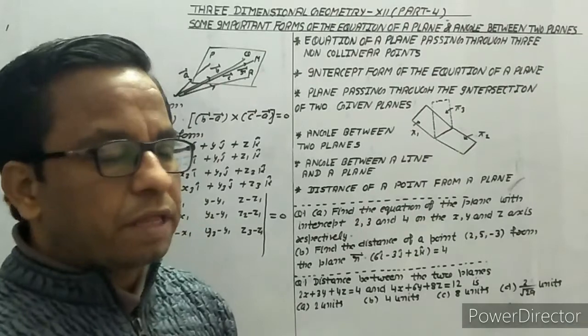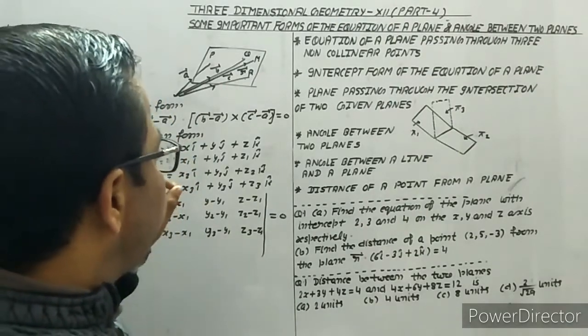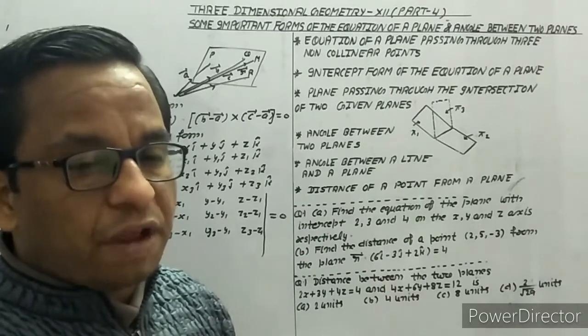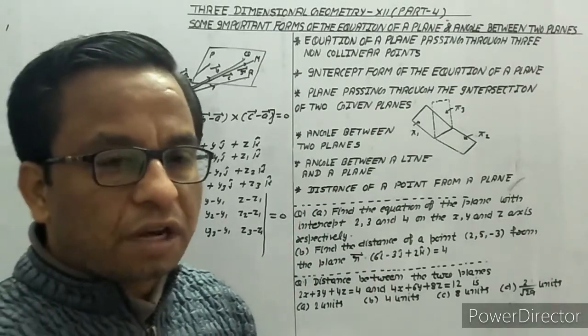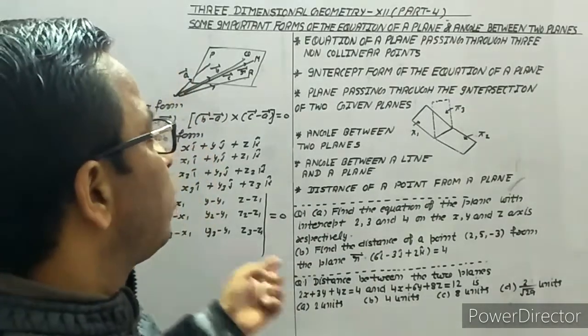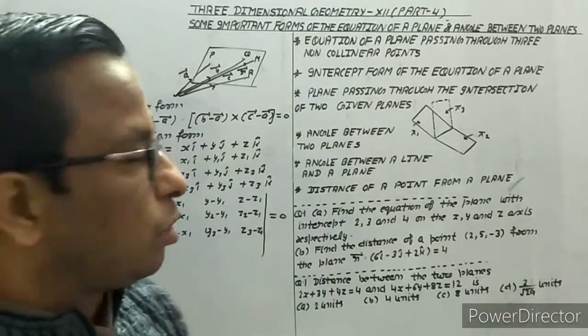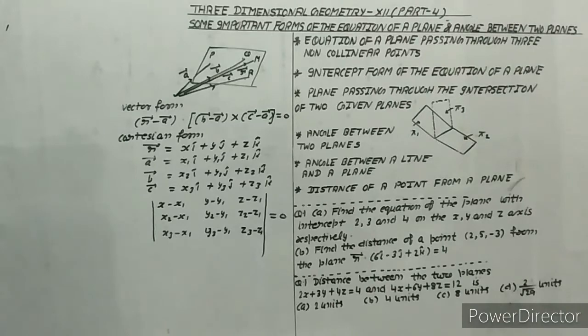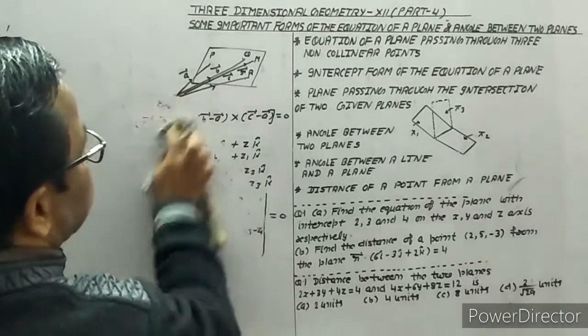Normally, whenever we are doing the calculation, we will work only in Cartesian form, and at last, if we have to find the answer in vector form, we will convert it into vector form. So this is the equation of the plane when it is passing through three non-collinear points.